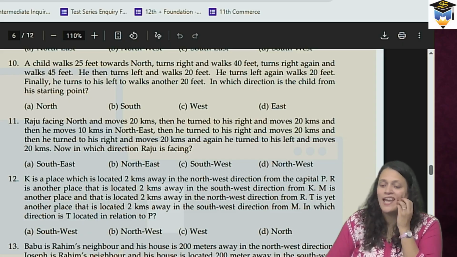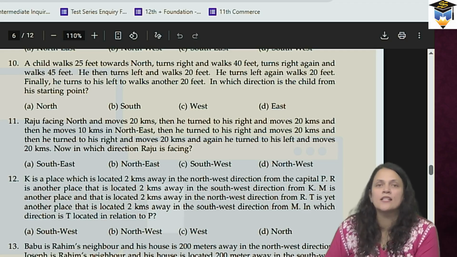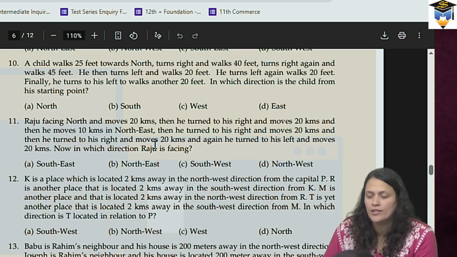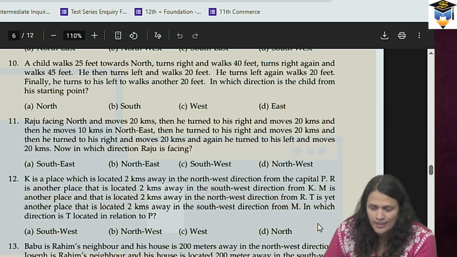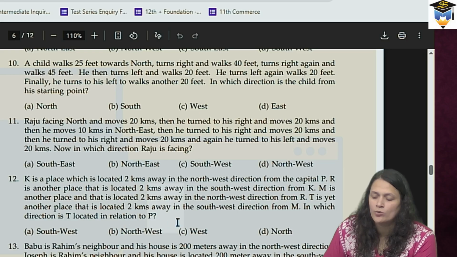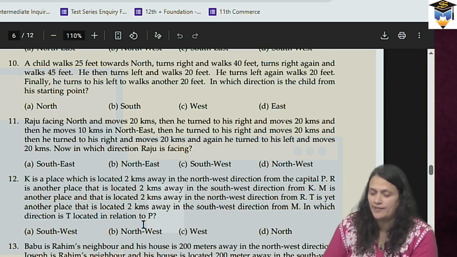Okay, now the sum is: K is a place which is located 2 kilometers away in the northwest direction from the capital P. R is another place that is located 2 kilometers away in the southwest direction from K. M is another place and that is located 2 kilometers away in the northwest direction from R. T is yet another place that is located 2 kilometers away in the southwest direction from M. In which direction is T located in relation to P?